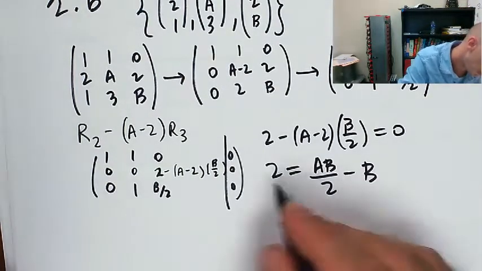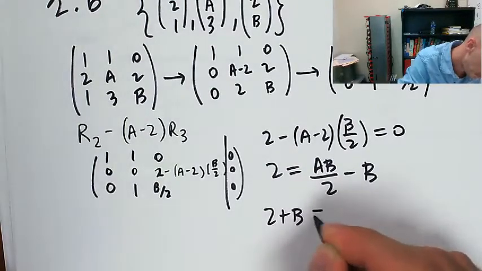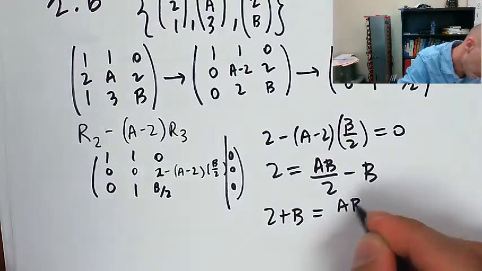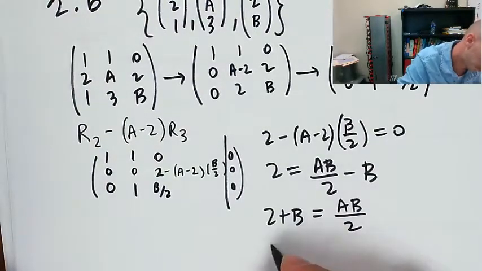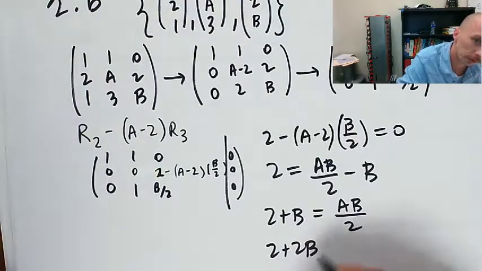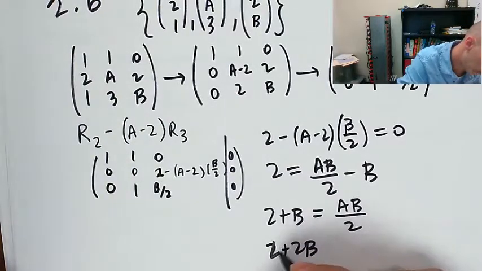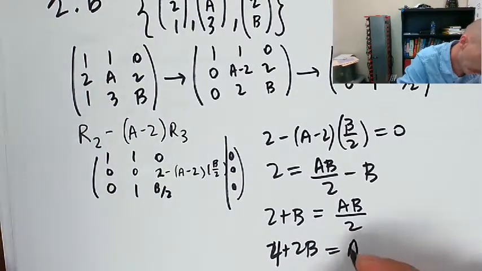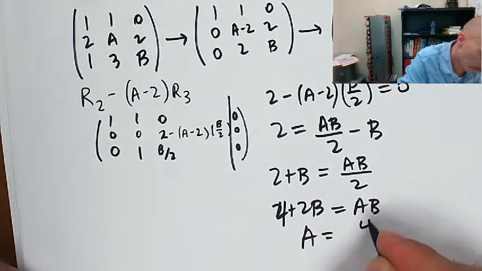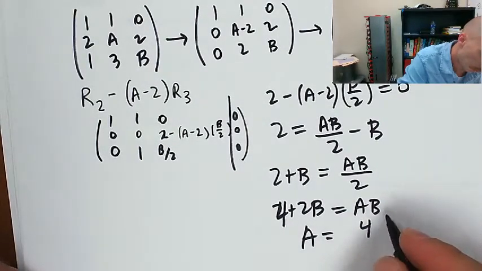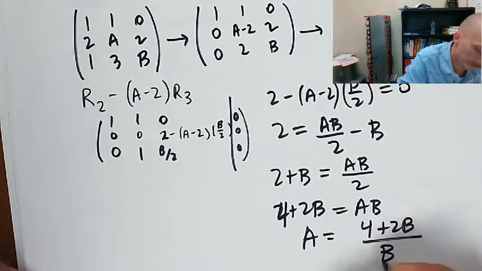So I'm going to say 2 plus b equals ab divided by 2. Okay, so I'm going to double it. 4 plus 2b equals ab, and a equals 4 plus 2b over b. That'll be good enough.